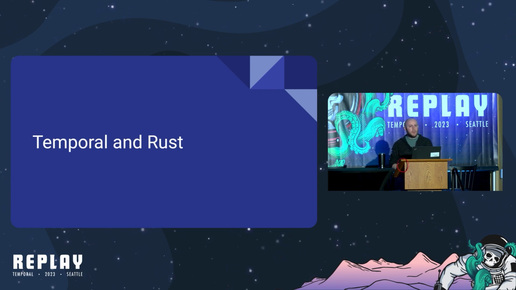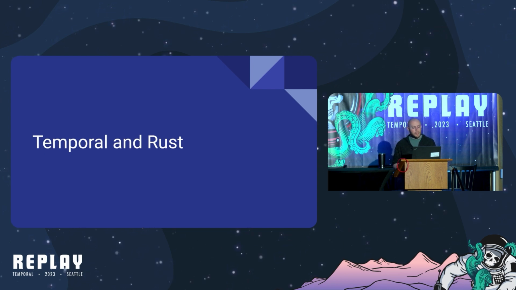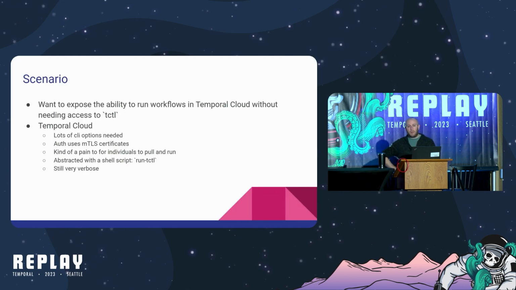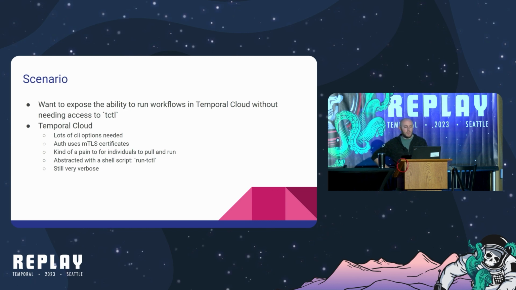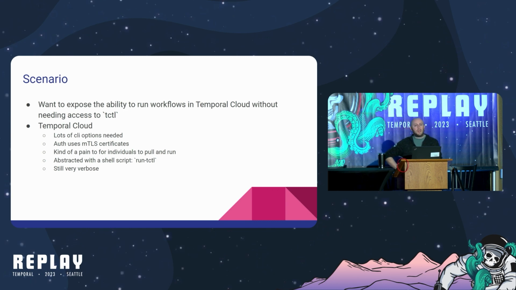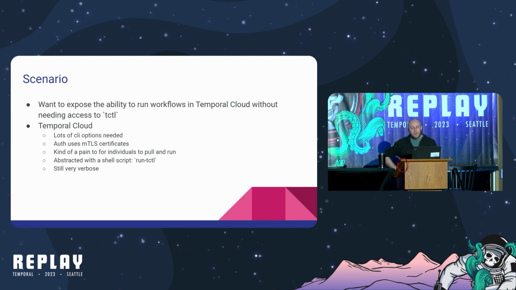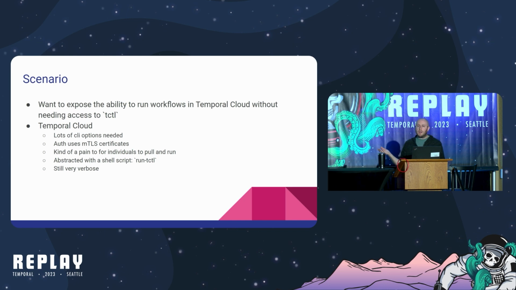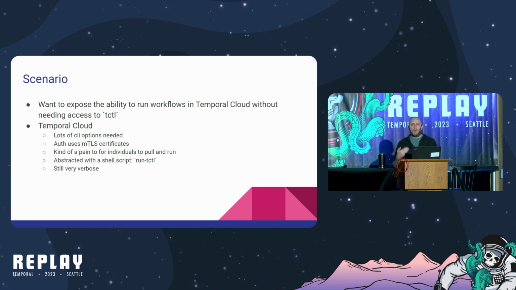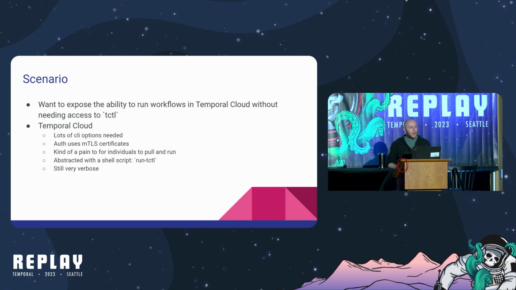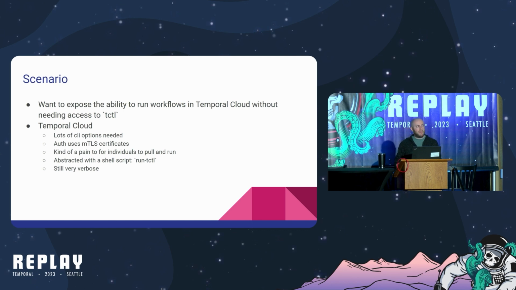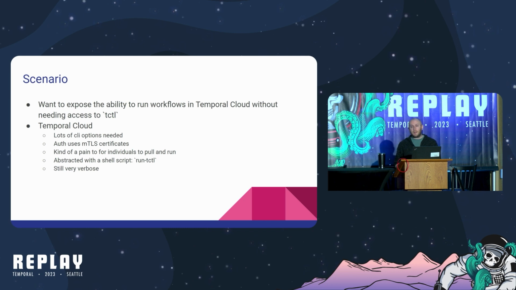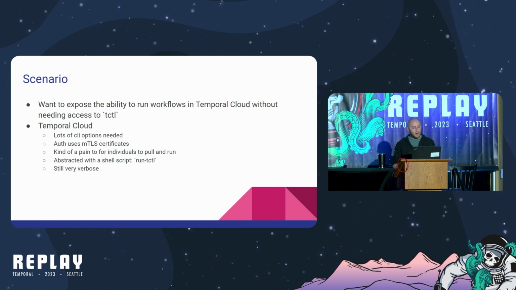What I want to talk to you about to finish up is how we called into Temporal from Rust. We are mostly a Rust shop, primarily because of the WebAssembly stuff. The scenario I ran into as I was teaching people how Temporal works is that the interface is tctl. Totally fine, great tool. We also happen to pay for Temporal Cloud, but what we discovered, and you may know this if you've tried it out, is there are a lot of command line options you need if you're invoking workflows manually as an operator.